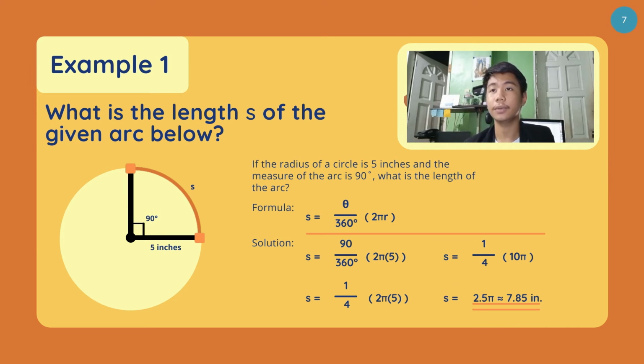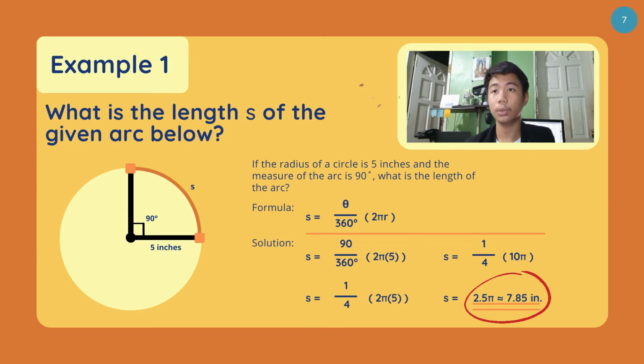Let us use the degree formula, which is length equals theta divided by 360 degrees multiplied by 2 pi r. Substitute theta with 90 degrees and r with 5. The solution now becomes length equals 90 over 360 multiplied by 2 pi multiplied by 5. Reduce 90 over 360 into 1/4.